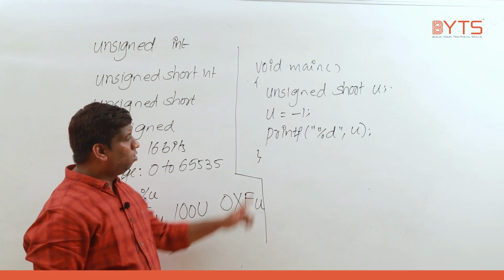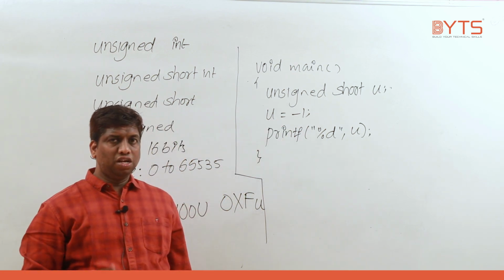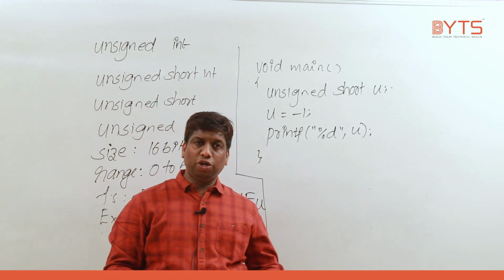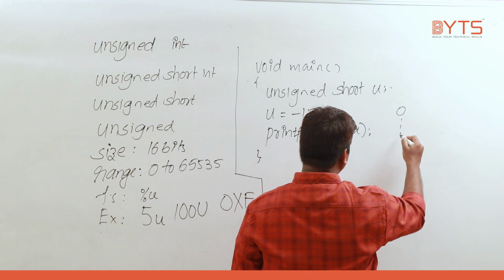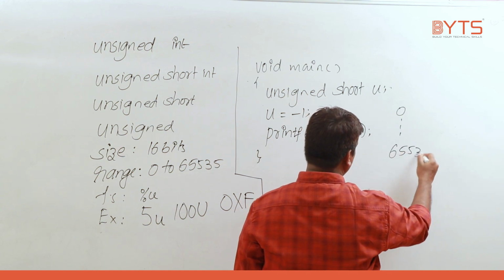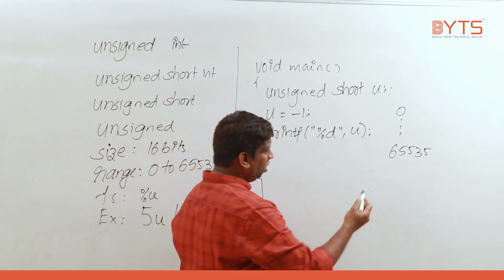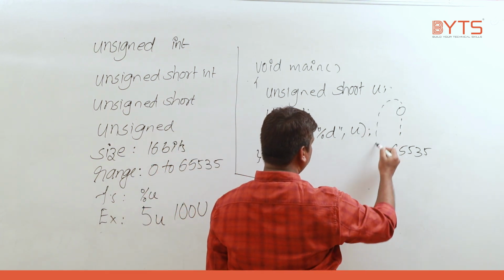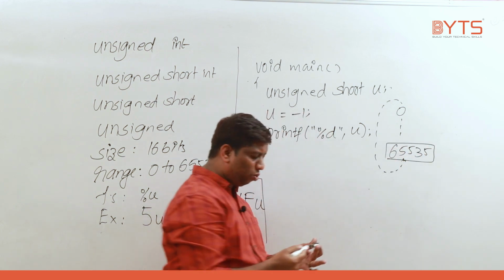First point: is minus 1 in the range or not in the range? Not in the range. If minus 1 is not in the range, we need to go to the butterfly diagram. We know the butterfly diagram. What is the butterfly diagram? 0 to 65,535. Now minus 1 is crossing here. That is the reason the answer will be 65,535. That is one way of analysis.